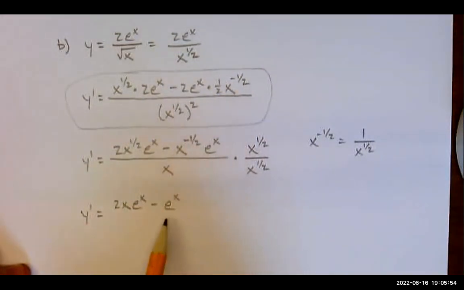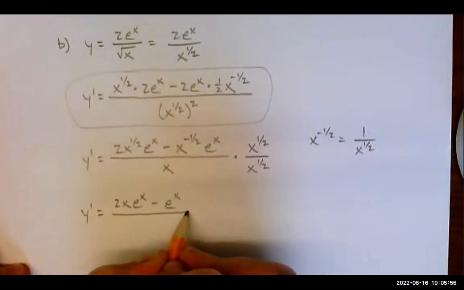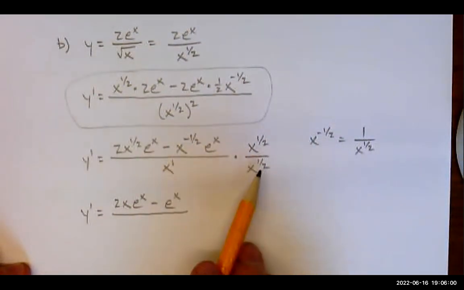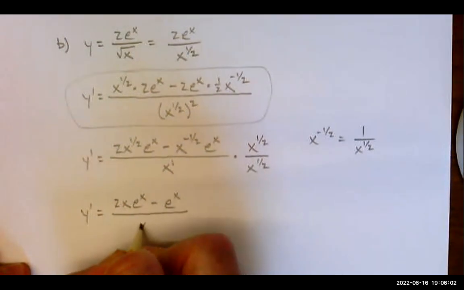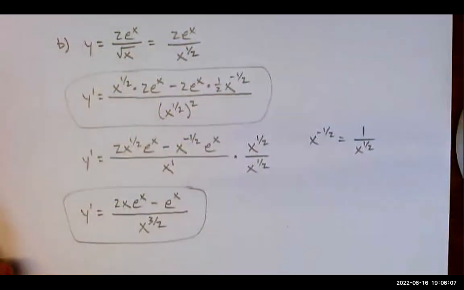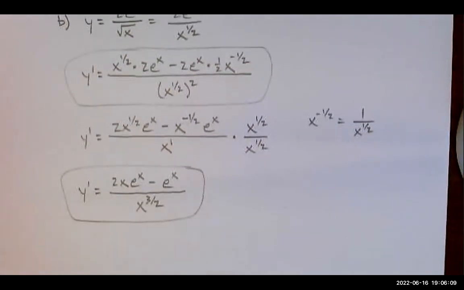Either way you do it, it's minus e to the x, and in the denominator, now here we do want to add the exponents, x to the 1/2 times x to the 1st, x to the 3/2. And there's a nice simplified version. I like that. It's kind of nifty.